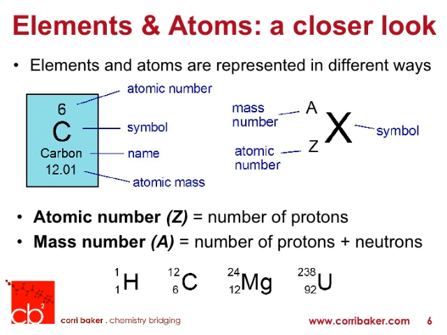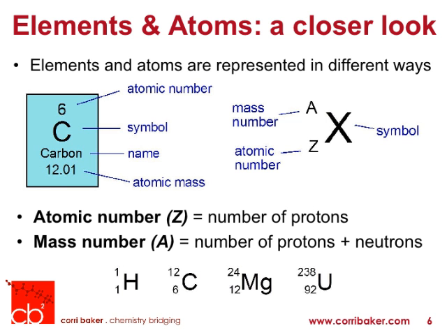So let's have a closer look at how elements and atoms are represented. Because we talked earlier about these particles, electrons, protons and neutrons, we have to have a way in which we represent elements and atoms. So here we've got a little box, and that's to indicate how an element may be shown on the periodic table. That 6 above the carbon there is the atomic number, so that's the number of protons.